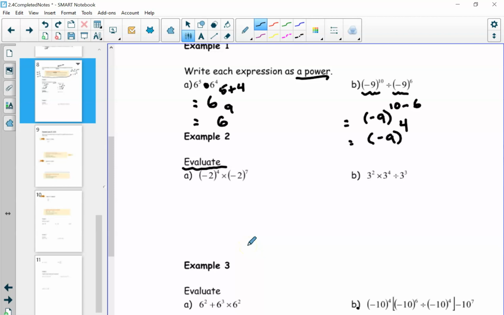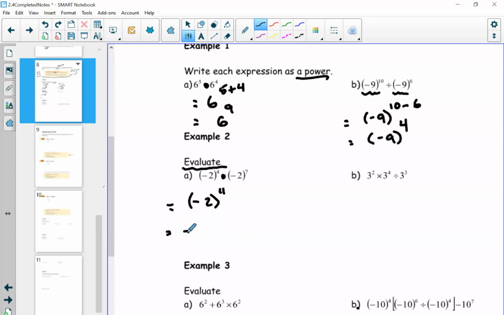Negative 2 to the power of 4 times negative 2 to the power of 7. Okay, we know they have the same base, so we might as well write the negative 2, because we know we're going to use that. And because this is multiplication, we're going to add the exponents. 4 plus 7 equals 11. Now, if we're going to evaluate, we actually have to take this down to the final standard form. So I can't remember what negative 2 to the power of 11 is, but I do know that it's going to be a negative because there's an uneven amount of negative signs.